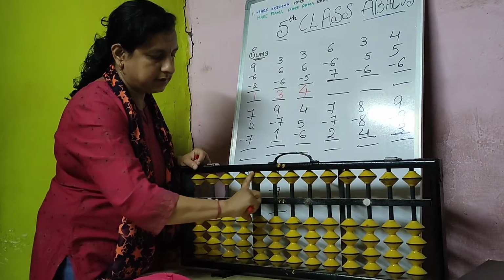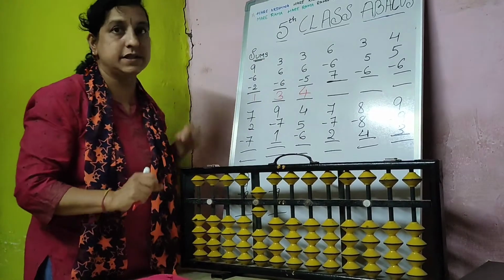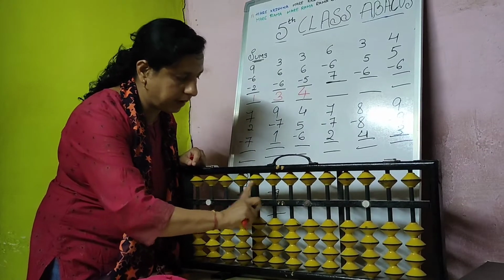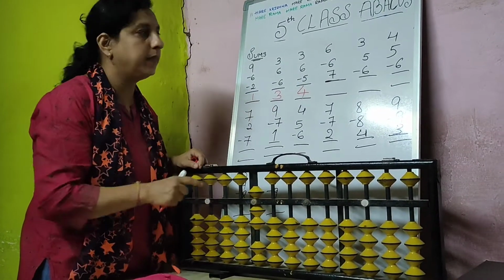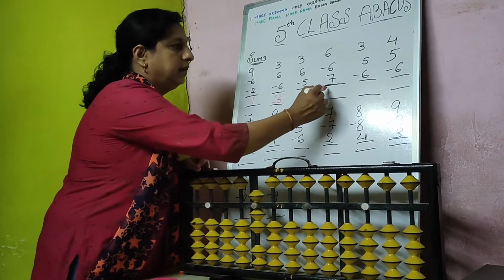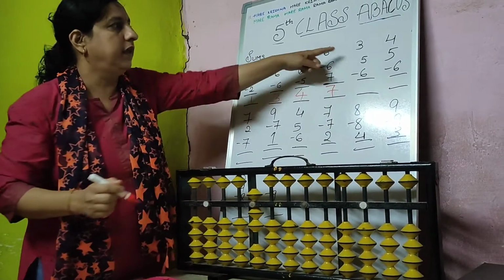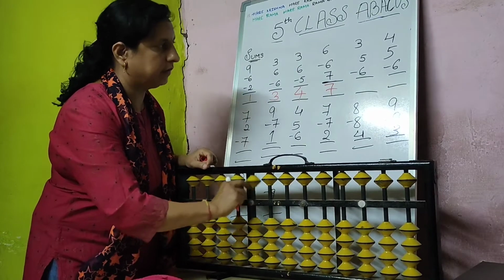Next 6. Next -6. You know people how to do this. -6 like this. And 7. 1 upper bit, 2 lower bits. This is 7. What is my answer? 7.